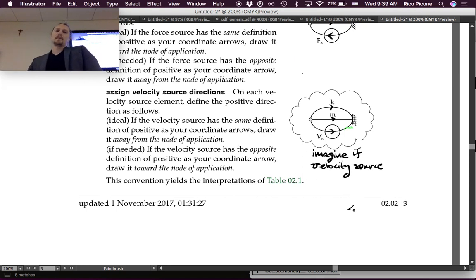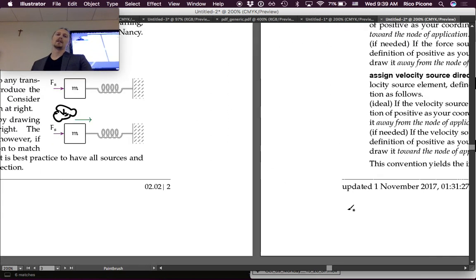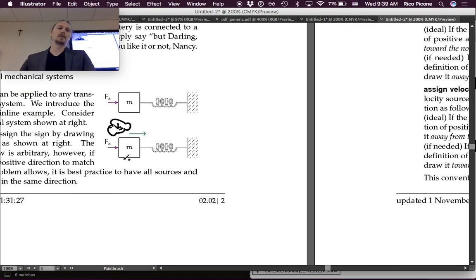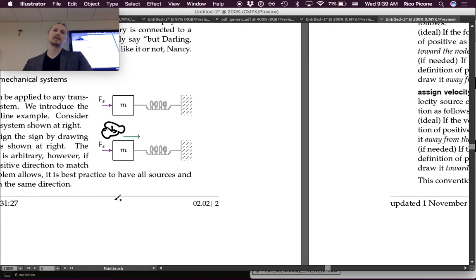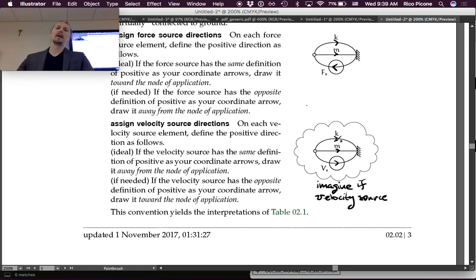And then if needed, if the velocity source has the opposite definition of positive, then draw it toward the node of application. So if our velocity source was pointed to the left instead of to the right, then we would have the arrow here pointed left instead of right. Okay? All right.